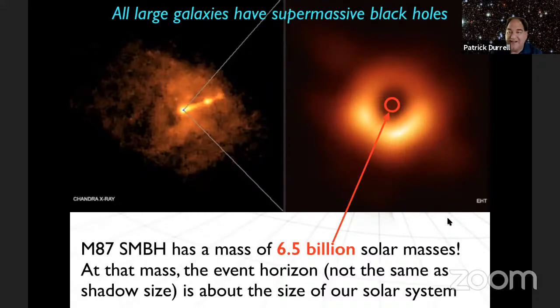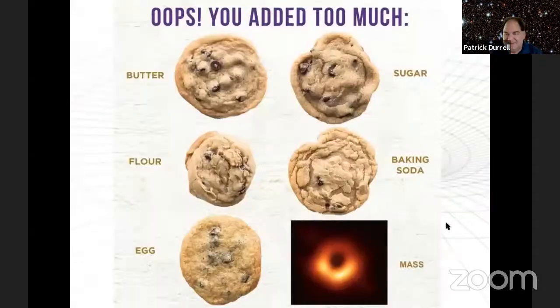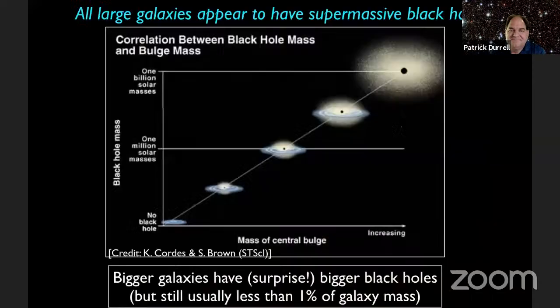There isn't a big galaxy nearby that we can study in this kind of detail that doesn't have one. Okay. So what happens when you add a lot of mass? You get all sorts of interesting things happening. Every time I show this slide, I think that I really need to get a cookie. Now again, all galaxies have them.